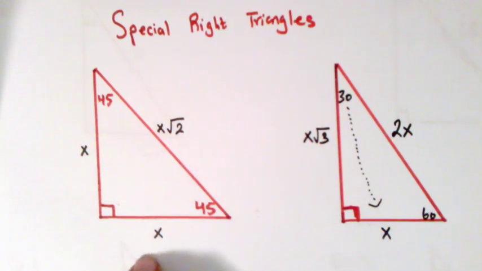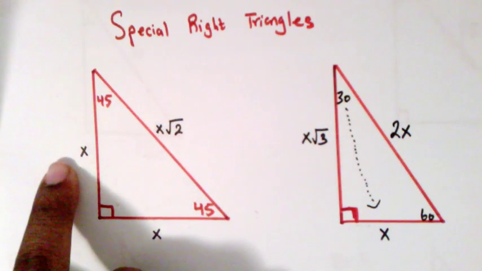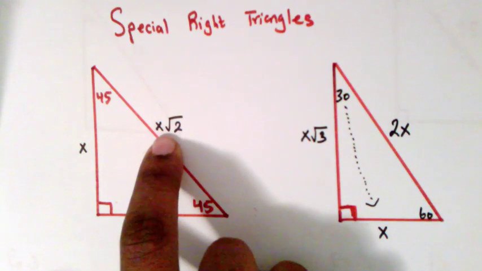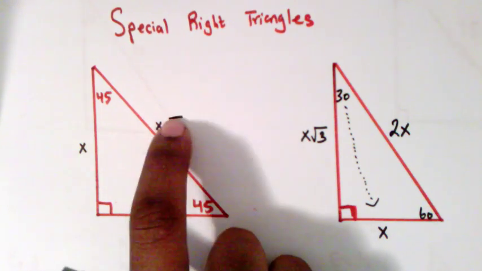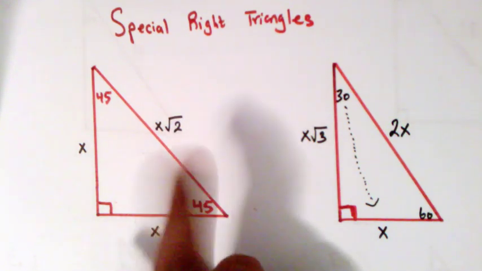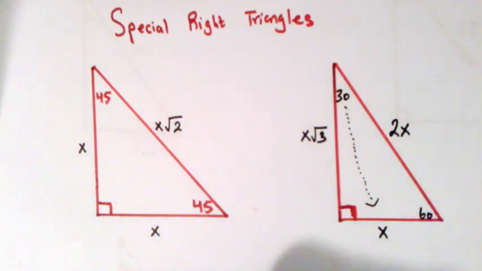They either give you one of your legs, and if they give you your legs, it's a pretty simple problem. Suppose this is 5, then you should know that if this is 5, that's 5, and this is 5 radical 2. Not that hard. Or they could give you the hypotenuse, and you simply take that, cut it in half, and multiply by radical 2. That's in the other video.